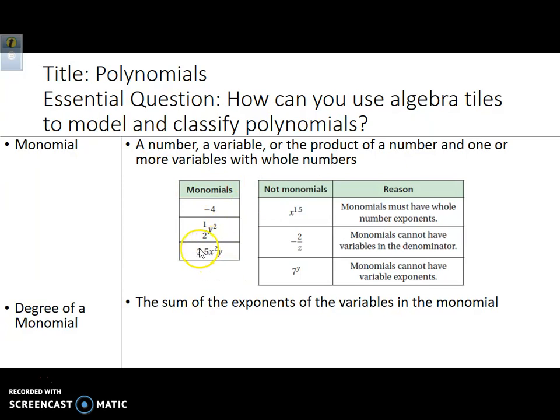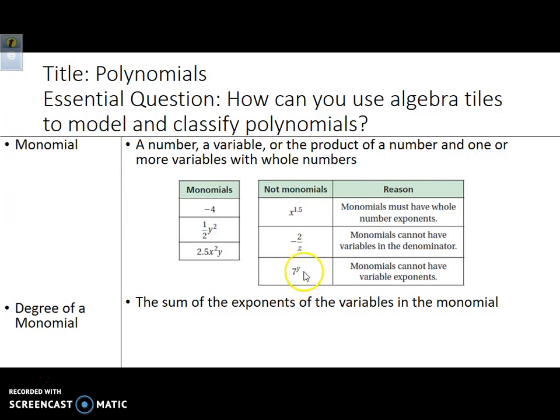Only multiplication going on here. Okay, not a monomial, 0.5, 1.5. That exponent makes it not a whole number. Z in the denominator makes this not a monomial. We don't want variables in denominators. Y and the exponent makes this not a monomial.